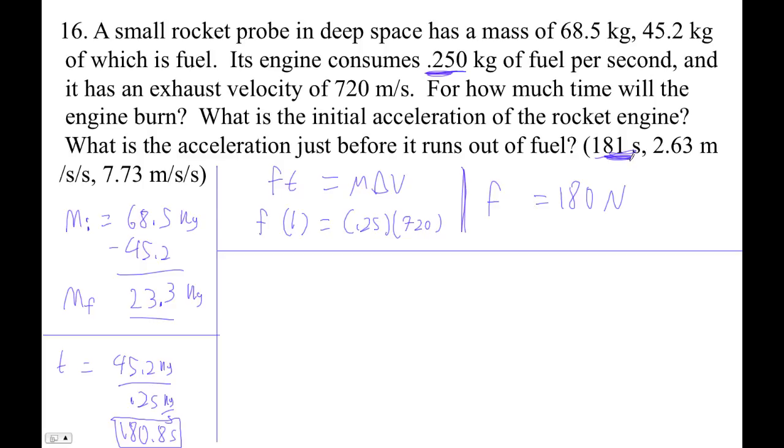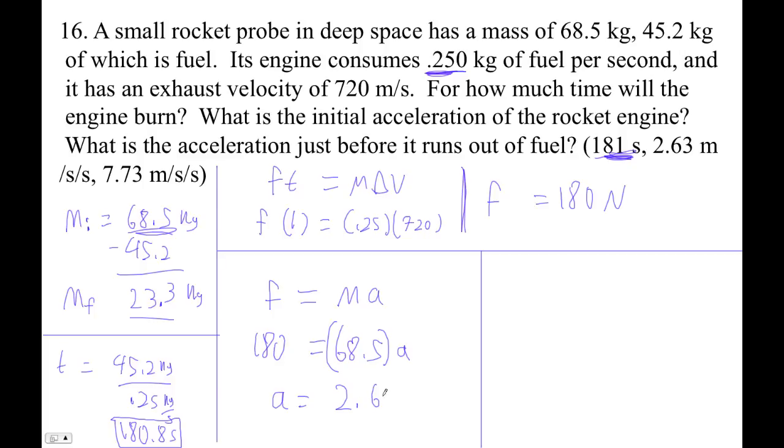And then we need the initial and final accelerations. These are actually pretty simple because there isn't any gravity. We don't need to take the weight of the rocket into account. We can just say F equals ma. The thrust of the engine is the only force acting on it, we'll say. So 180 is equal to the initial mass, 68.5, times the initial acceleration. So 180 divided by 68.5, and that acceleration is 2.63 roughly.